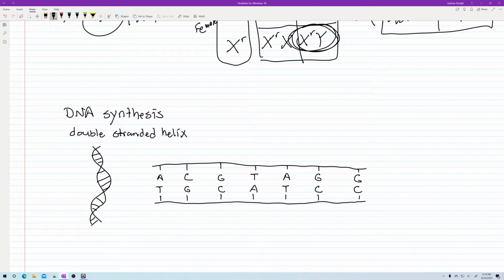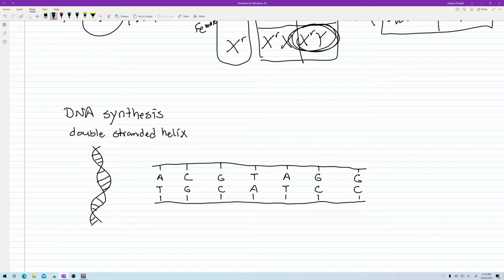And remember, the things that are holding these together are these weak hydrogen bonds. These are hydrogen bonds that are holding these together. So that means they're easy to break apart. You can easily break these bonds apart and unravel the DNA if you need to, which is actually the first step of DNA synthesis. So now, why do we need to synthesize DNA?